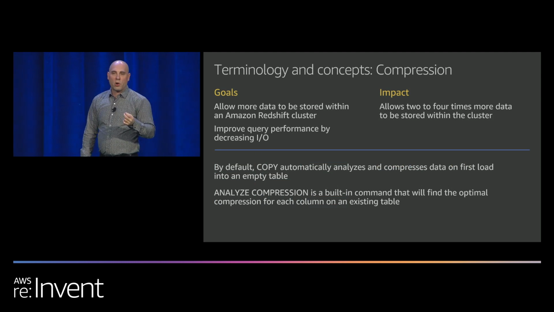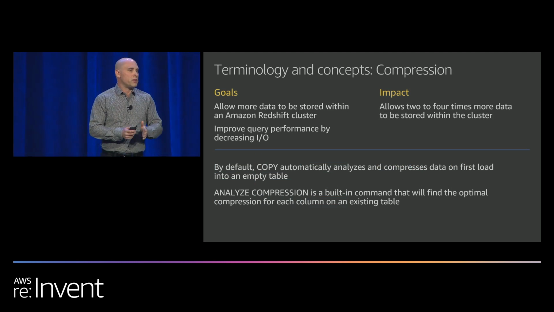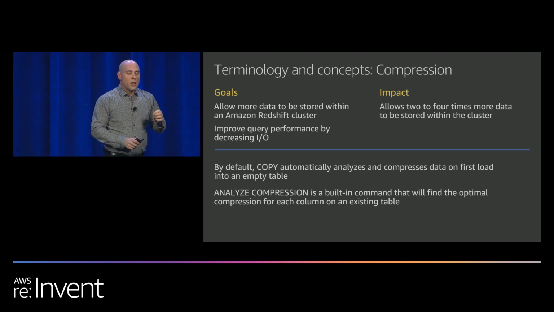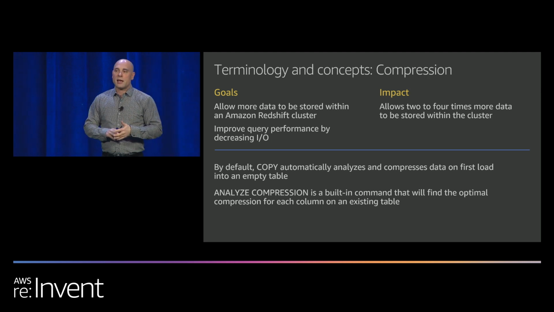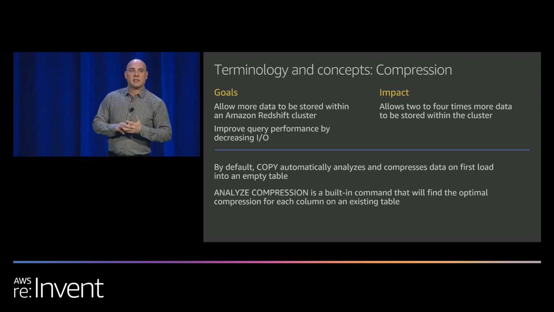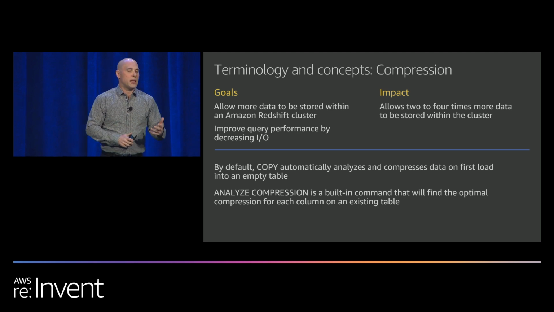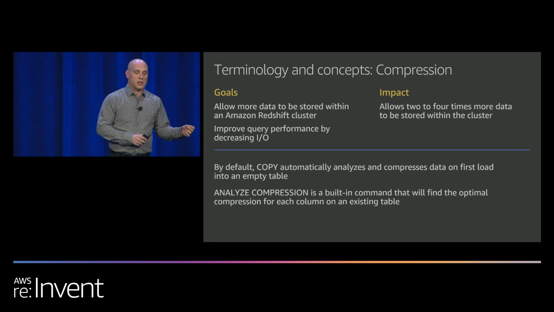The next piece is compression. In Redshift, we typically want to compress data, and Redshift will do its best to automatically apply compression. The reason we do this is, one, it allows you to store more data in your cluster, which reduces the cost for you, which is really important. The second thing is in almost every case, it also increases the performance, and you actually get better query performance out of it because you're reducing the amount of I/O you need to do.